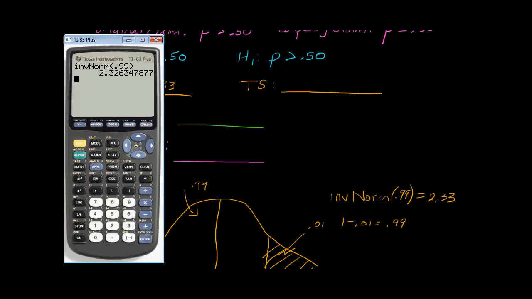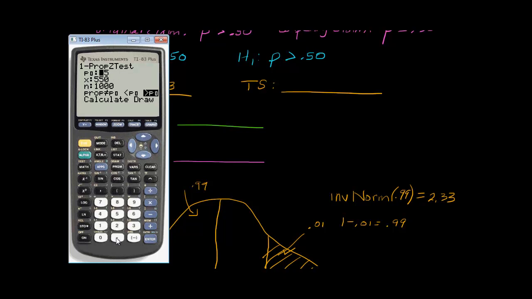We're going to do our stat tests, and this is where we'll go to the one prop z test, one proportion z test. Tab down. Enter. Now it says p sub 0. What that is, is the p associated with your null hypothesis. So our null hypothesis is saying 0.5 or 0.50.